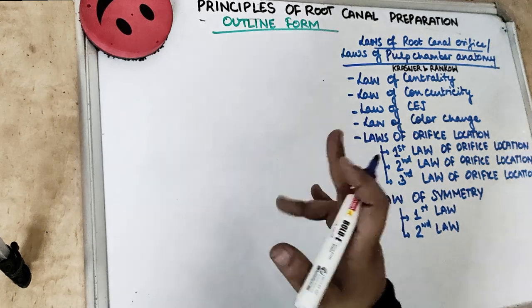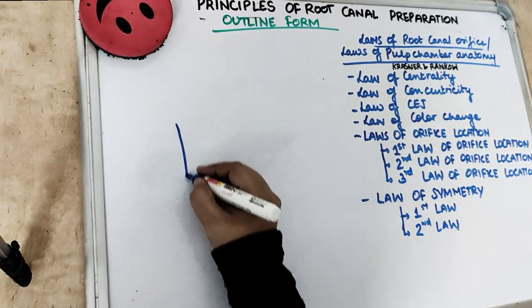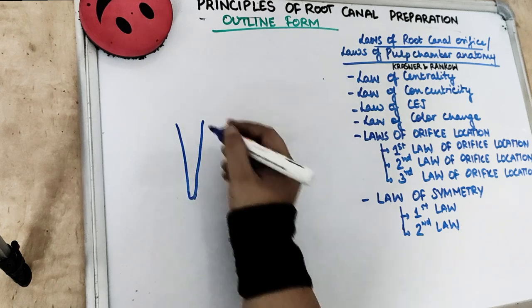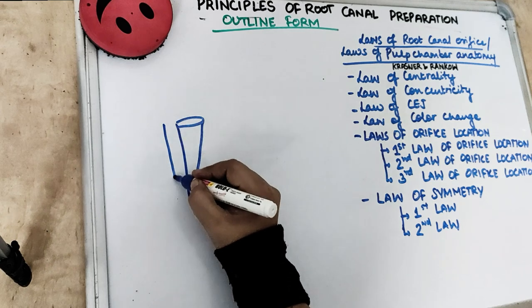So the first principle of root canal preparation is the outline form, and in order to get a good outline form, it should be like that. The outline form of the root canal should be like that.